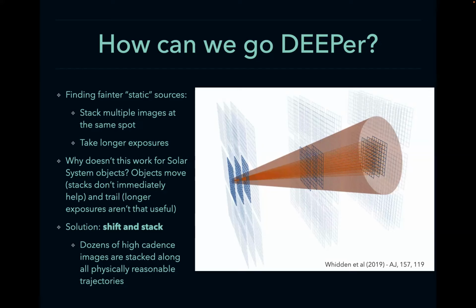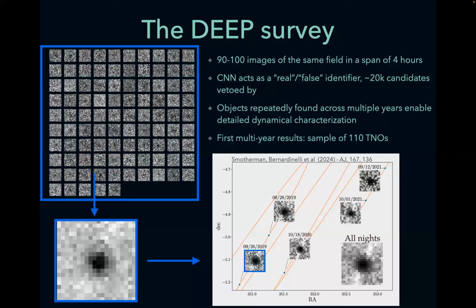So the solution is this approach called shift and stack. Shift and stack is this technique where you essentially slide your images following all possible trajectories and stack them against each other. This is what this image is trying to depict here. And if you do this, once you have a correct trajectory, you will expect to see some signal.